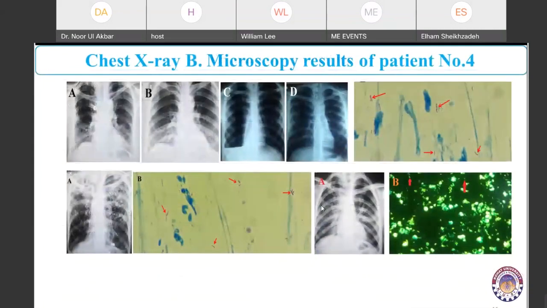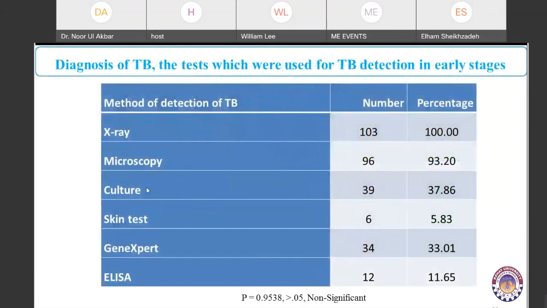These are the slides of different patients, chest X-rays, and the positive samples through Ramin, fluorescent microscopy, etc. These are the X-rays: all 103 patients had a chest X-ray. 96 were tested for microscopy, 39 for culture, scan test, GeneXpert 34, ELISA 12. These were basically the demographic information of the tests which were performed on the patients.